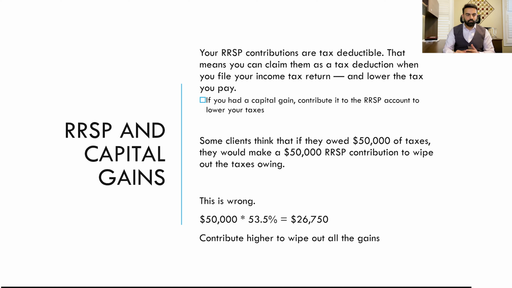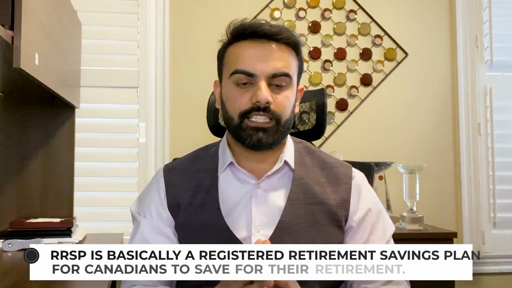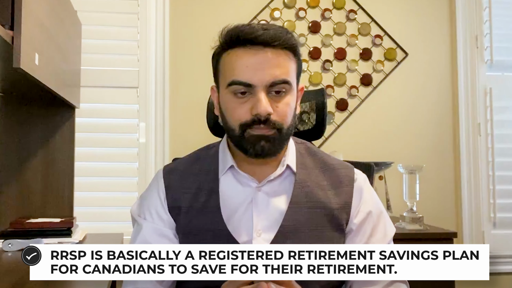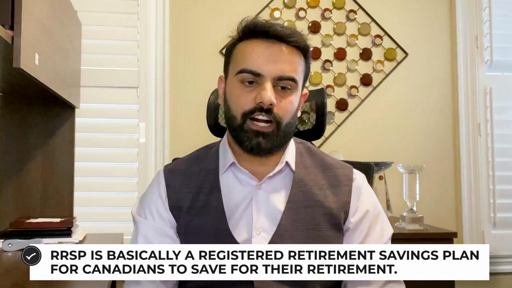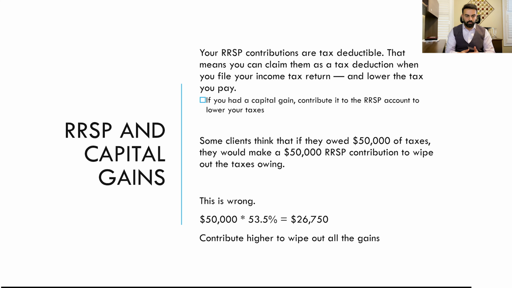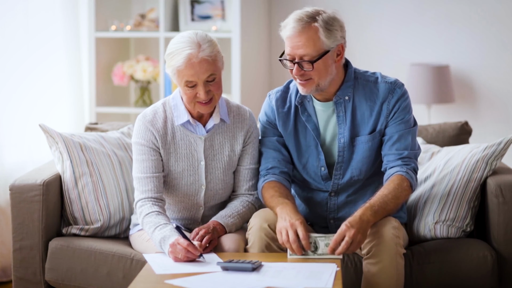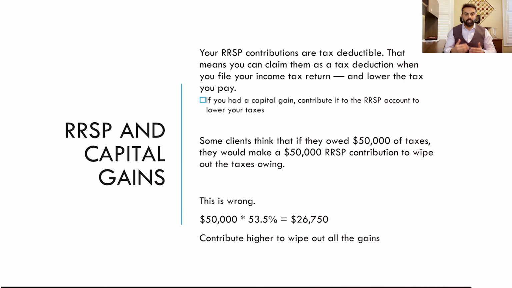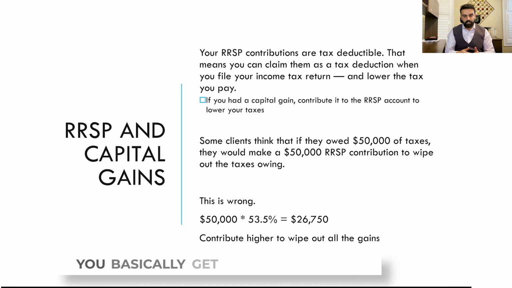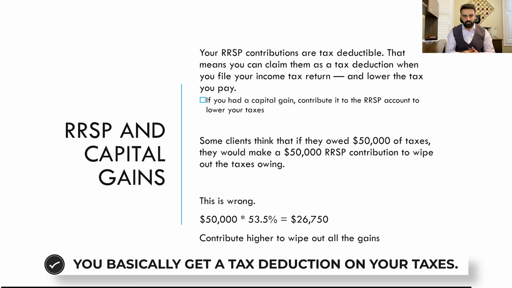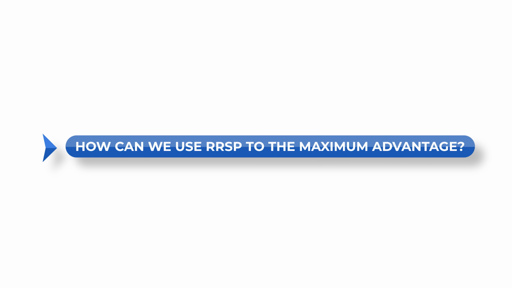So let's get started. First and foremost, we all know what an RRSP is. RRSP is basically a registered retirement savings plan for Canadians to save for their retirement. So if you are an individual who wants to put away some money for your retirement, this is the best account to use. And when you contribute to your RRSP, you basically get a tax deduction on your taxes. So now, how can we use RRSP to the maximum advantage?